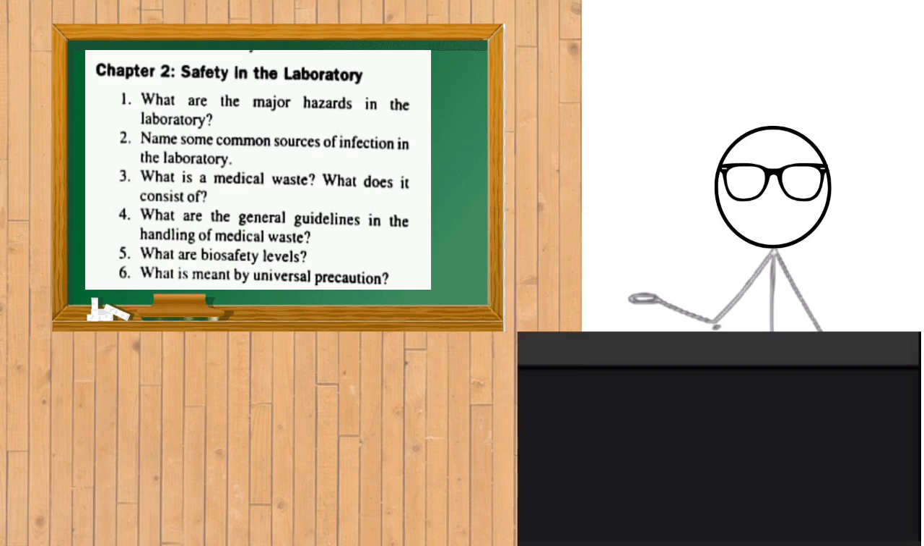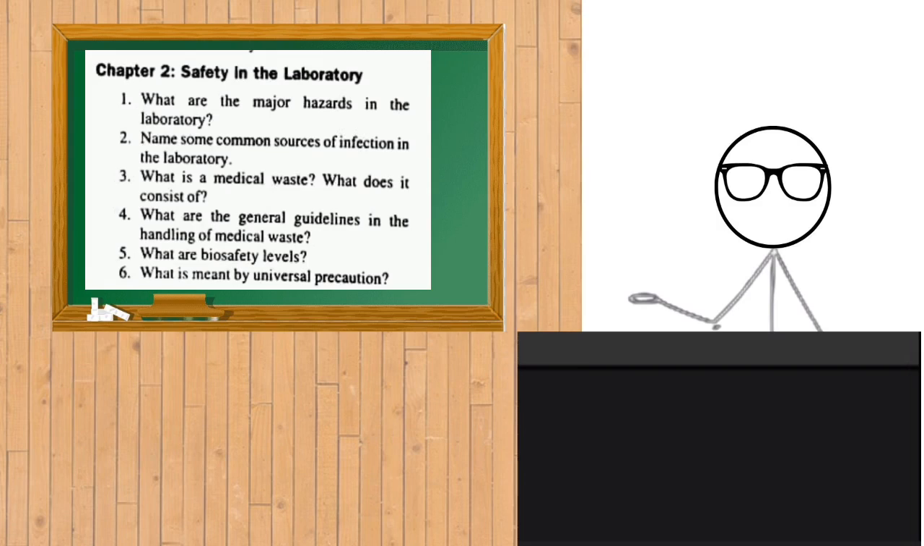So number five, what about safety levels? Biosafety levels are levels that are assigned to infectious agents based on their potency or virulence. These levels are assigned by the Centers for Disease Control (CDC). There are four of them: level one, level two, level three, and level four.